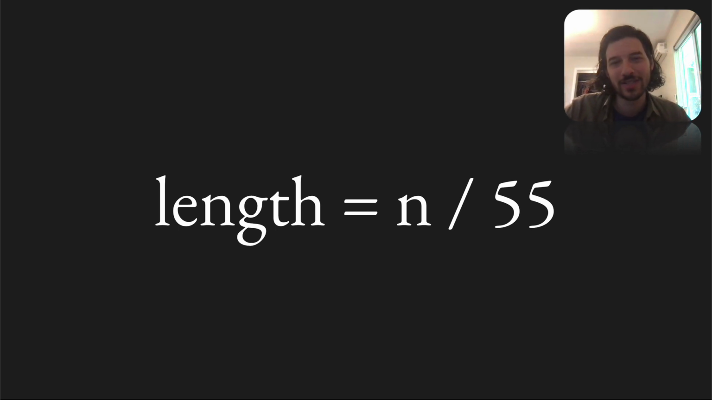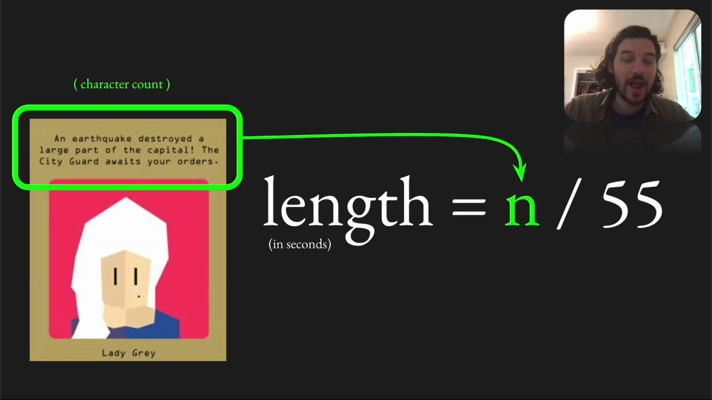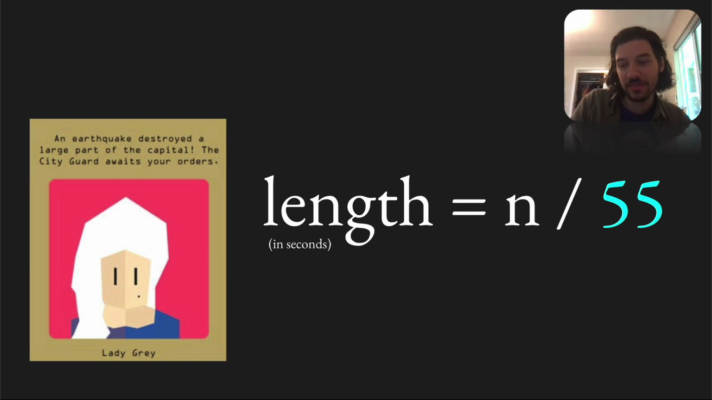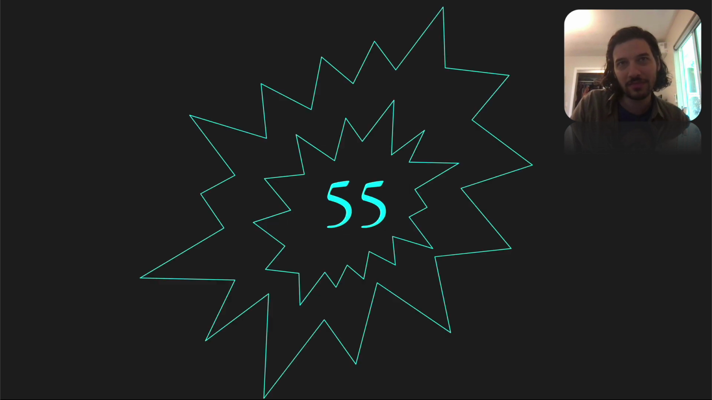And what we're talking about here is length in time of the speech. So length equals n over 55. So, what's n? N is the character count. So it's the number of characters in this card. And 55, what is 55? It's nothing. It's an arbitrary number, and trial and error is what yielded this formula, where length equals character count divided by 55.